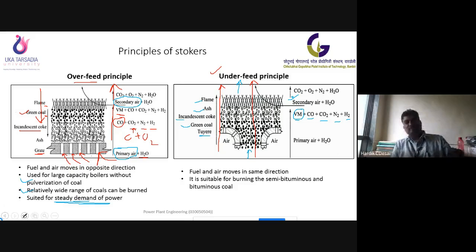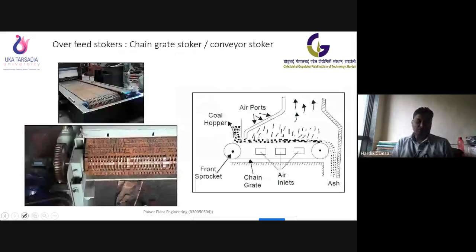Let us start with the first one. First overfeed stoker. This is called chain grate stoker. This chain grate and this traveling grate, both of them are known as conveyor stoker because it is used to transport your coal. Okay, let us start with this diagram. Here your fuel will be supplied from here with the help of coal hopper.